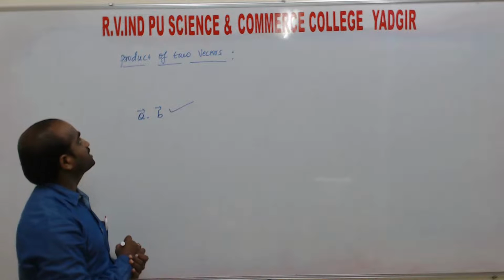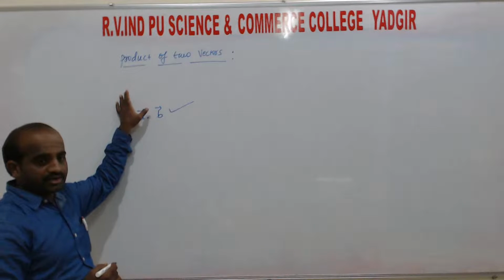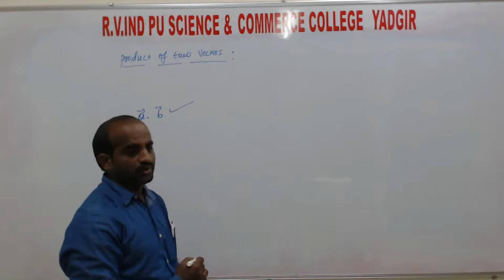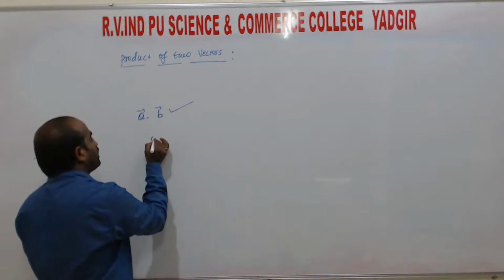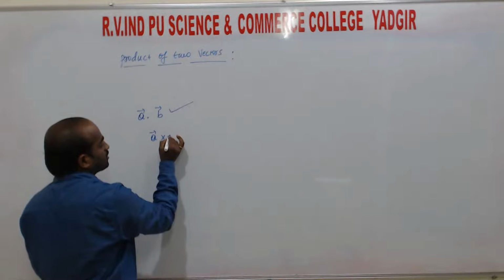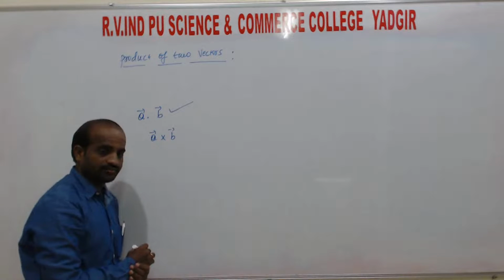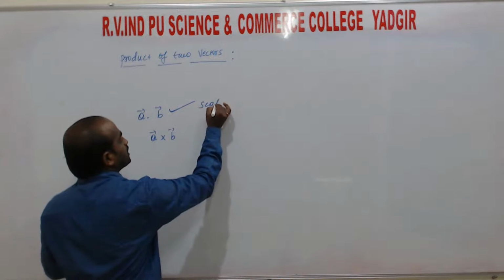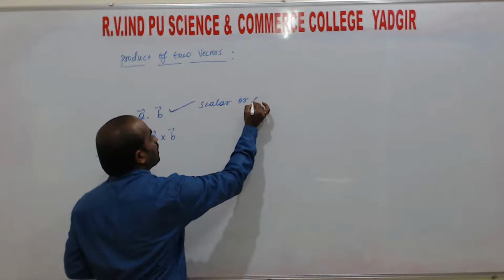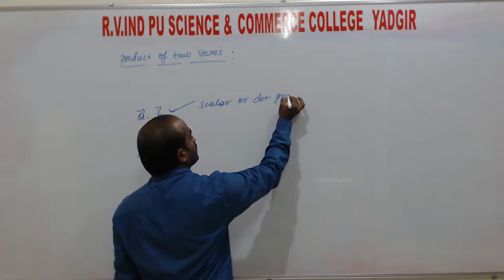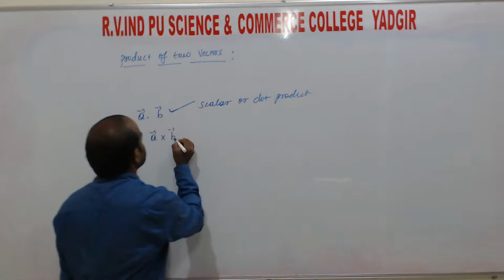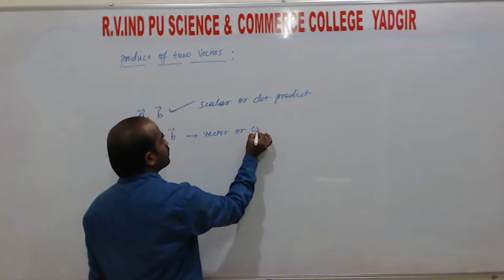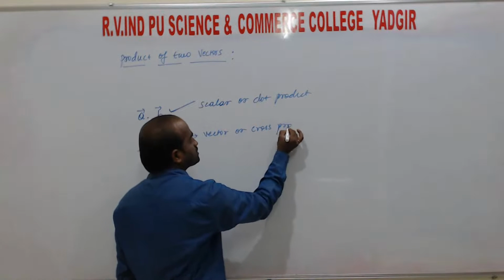The other one is known as the vector product or cross product of two vectors, denoted by A vector cross B vector. This is the scalar or dot product. This one is the vector or cross product.